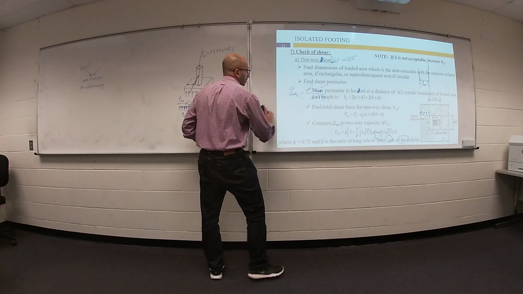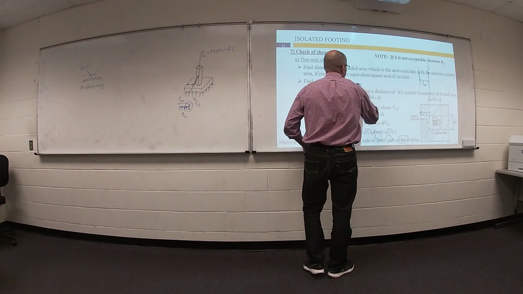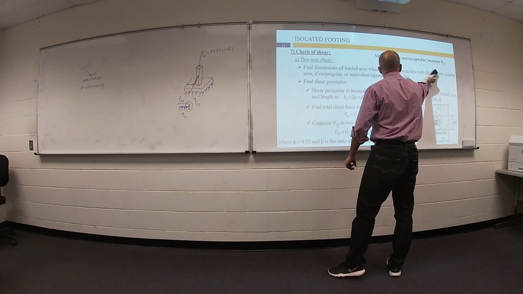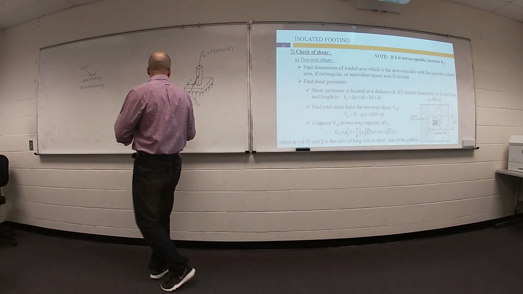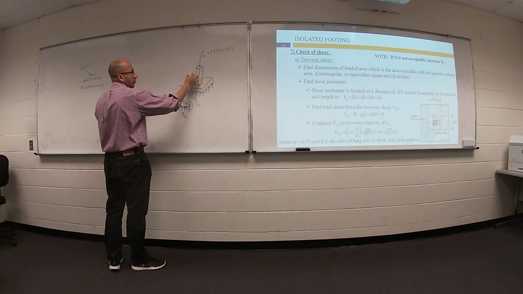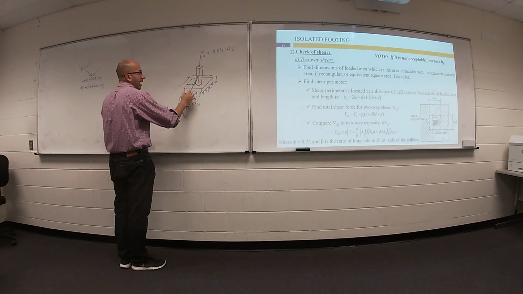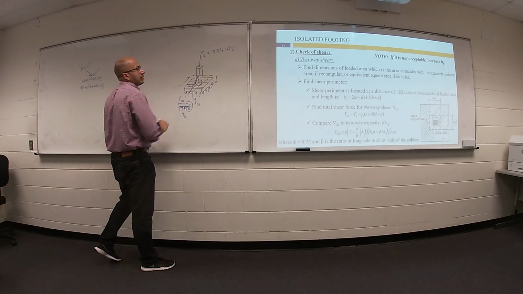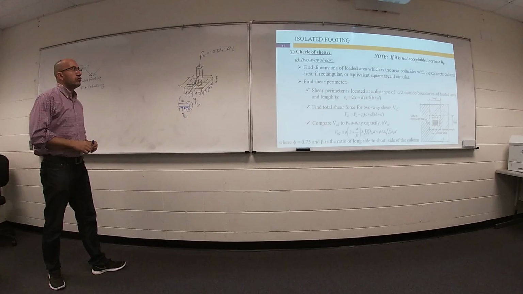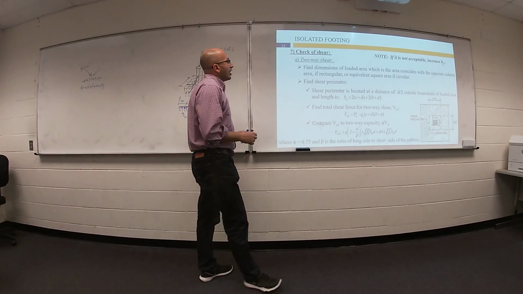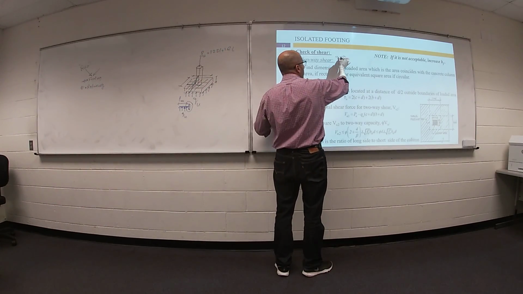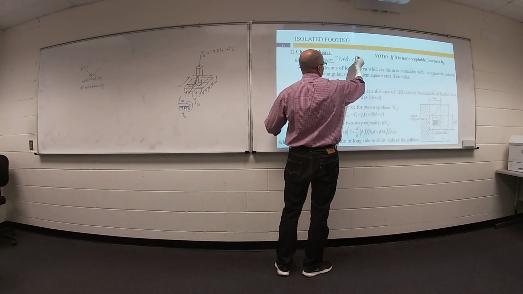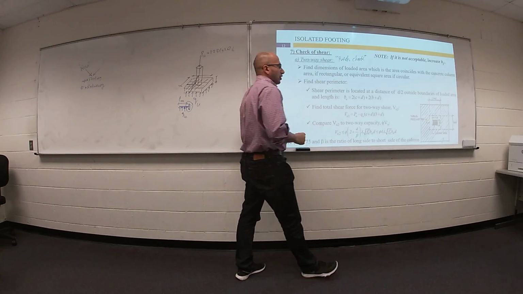One more thing. After this step, we can figure out the dimension of your footing and how much steel reinforcement is required in this direction and in this direction. That's fine. But we need to do two checks. The first check is two-way shear, also called punching shear check.